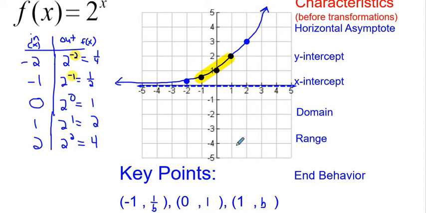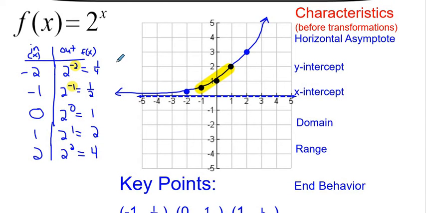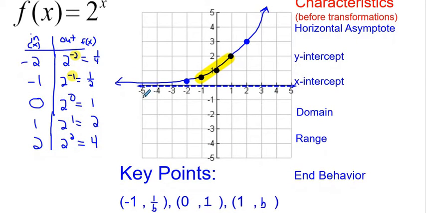Now, that being said, these are 3 key points. We're kind of used to having 5 key points, but 3 is enough. And the key points for exponentials change every problem, unlike the problems we learned with quadratics and cube roots. Those are static key points.